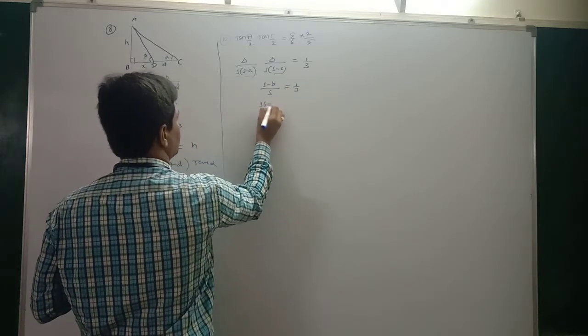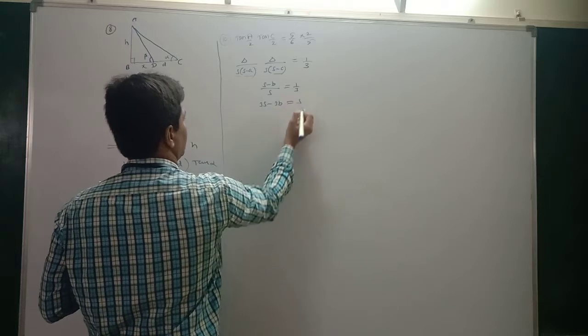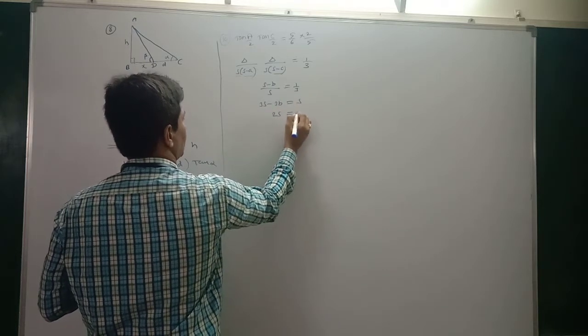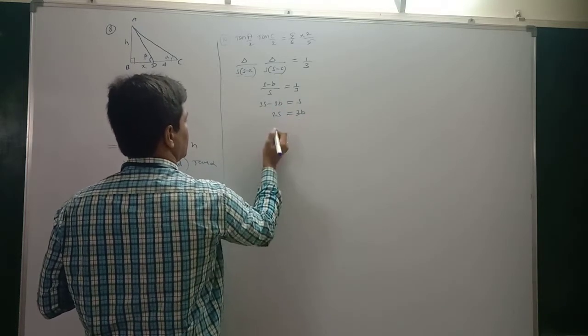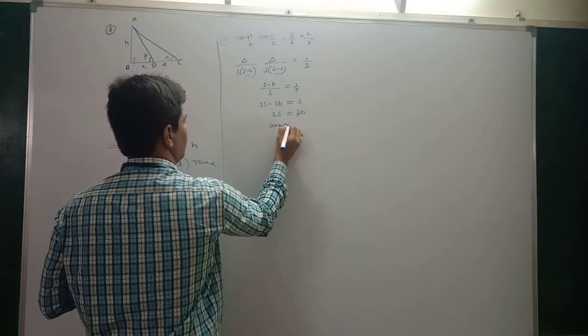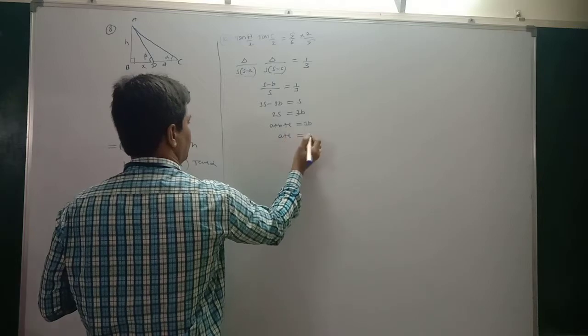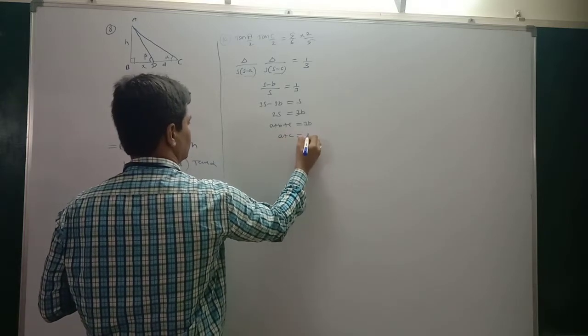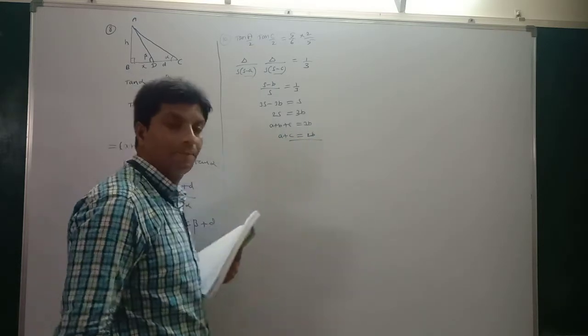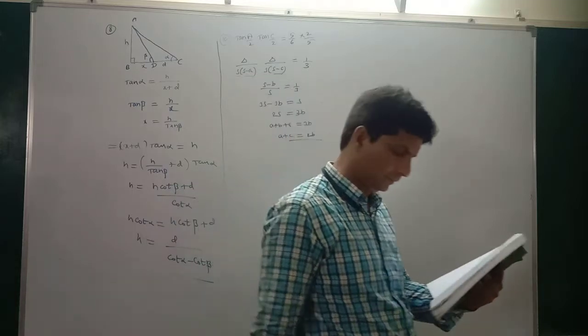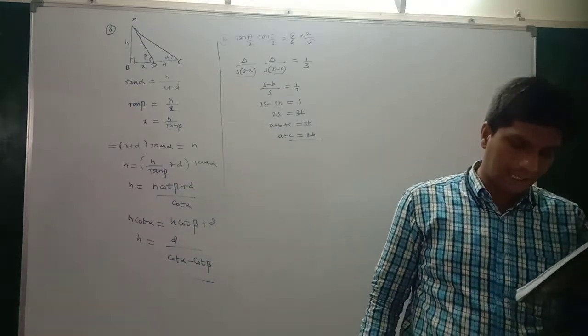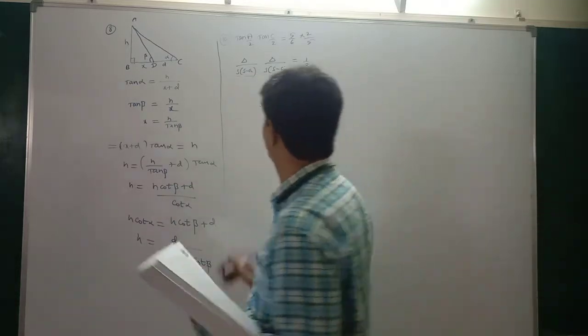So by cross multiplication, 3s minus 3b equal to s. Take it to the left side. 2s equal to 3b. So this is a plus b plus c equal to 3b. So the final answer is given by a plus c equal to what? 2b. a plus c is equal to 2b. Which one? Second option. B is the answer. Next.